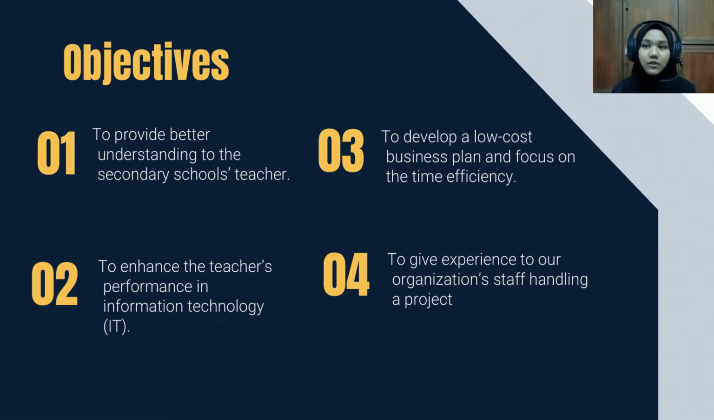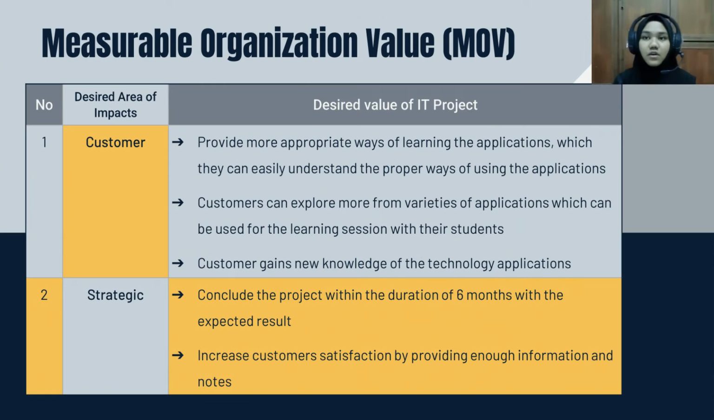Next is the project objective. Firstly, to provide better understanding to the secondary school teachers. Secondly, to enhance the teachers' performance in information technology. Thirdly, to develop a low-cost business plan and focus on time efficiency. And lastly, to give experience to our organization staff in handling a project. Measurable organization value. There are 5 desired areas of impact.